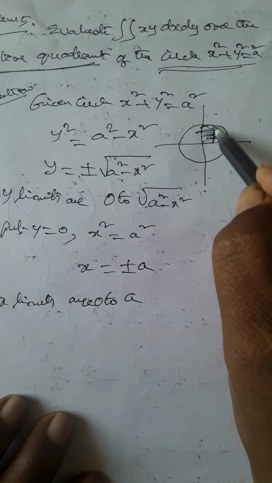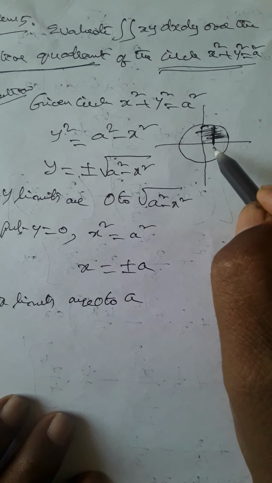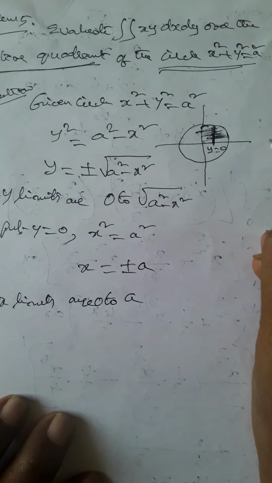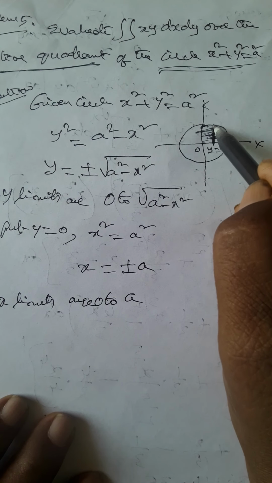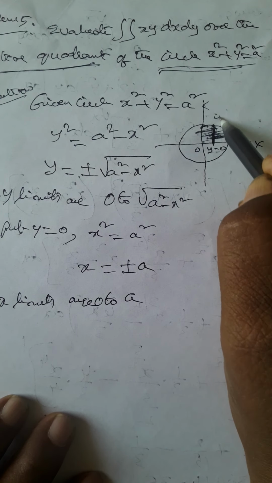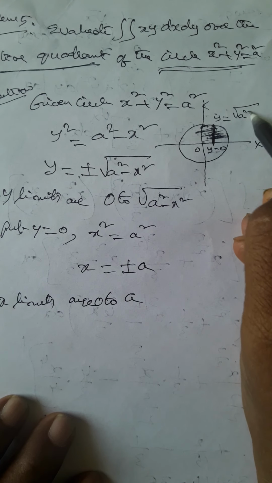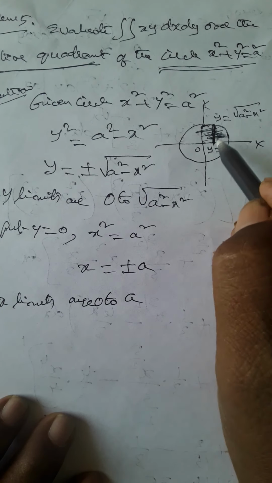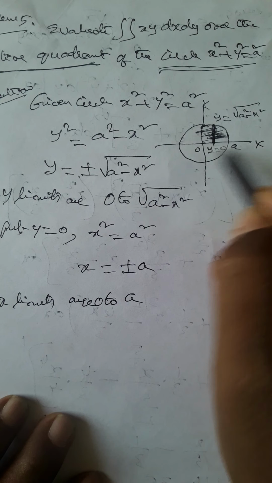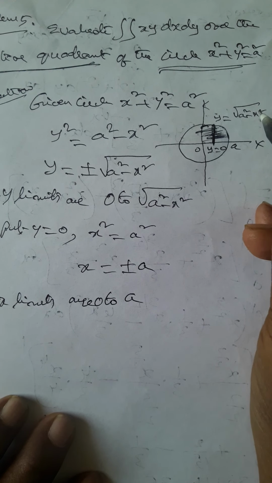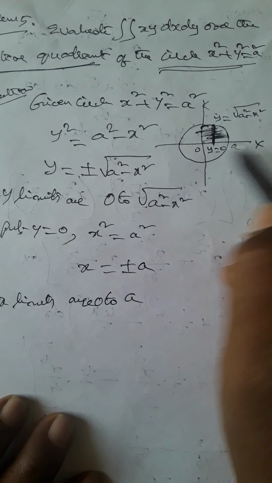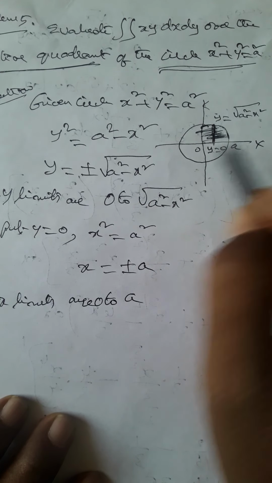Take elementary step parallel to y axis. Y is equal to 0 on x axis. Here on the circle equation, y is root over a square minus x square. Radius a. X limit 0 to a. Y limit 0 to root of a square minus x square. X limits 0 to a.